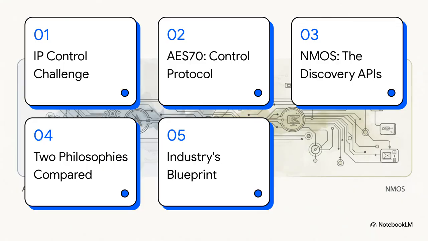So here's our game plan for this explainer. First, we're going to really define this IP control challenge. Then we'll look at the two very different solutions on the table, AES70, which is all about deep control, and NMOS, the discovery APIs. We'll compare their whole way of thinking, and then, this is the important part, we'll look at the industry's official blueprint to see how it all really fits together.